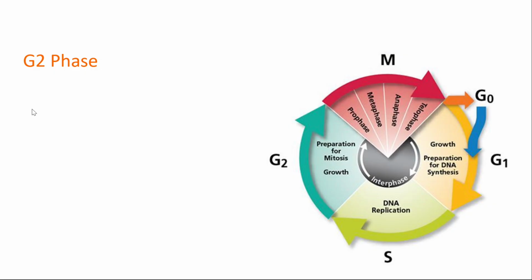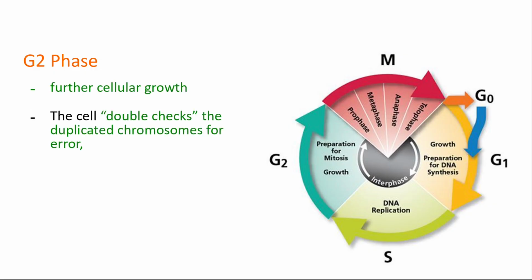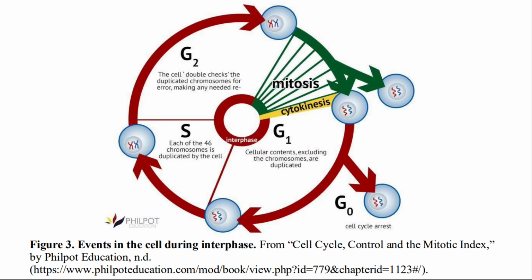For G2 phase, there is further cellular growth, and of course it double checks the duplicated chromosomes for errors. If there are errors, either the cell will go into apoptosis or will stop its division. This will allow the cell to complete its preparation so that it will be able to do the M phase. Just take note that in the G0 phase, some cells like muscle cells and brain cells exit the cell cycle and do not divide anymore. So there are cells that are like that.